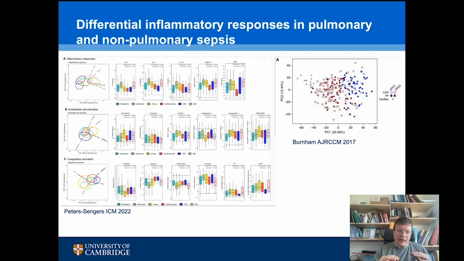Now, clearly, there are differences at the compartmentalized or tissue level for the different sources of sepsis. But the blood, which samples all tissues and is arguably what the rest of the body sees, there's more in common between the different sources of infection and sepsis than separates them.